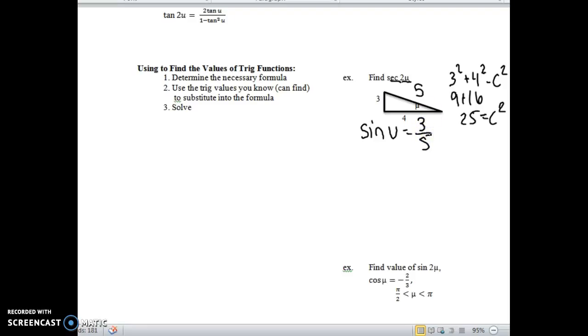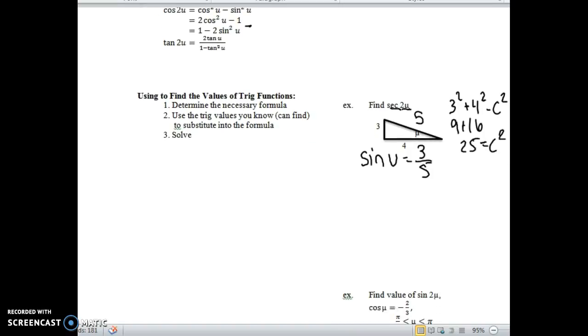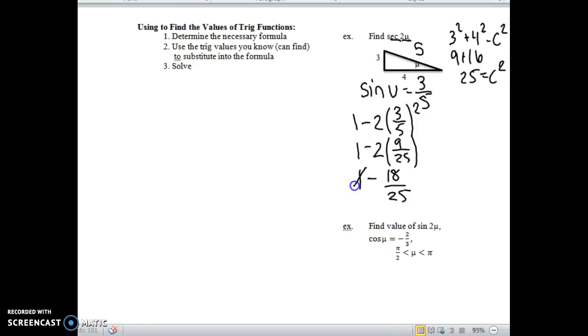I plug into my formula. My formula says 1 minus 2 times the sine value squared. Order of operations, 1 minus 2 times 9/25, so 1 minus 18/25. Sorry, my pen isn't showing up. So then I do some math. This is 25/25. When I subtract, I get 7/25. So that is the cosine of the angle that is twice u.